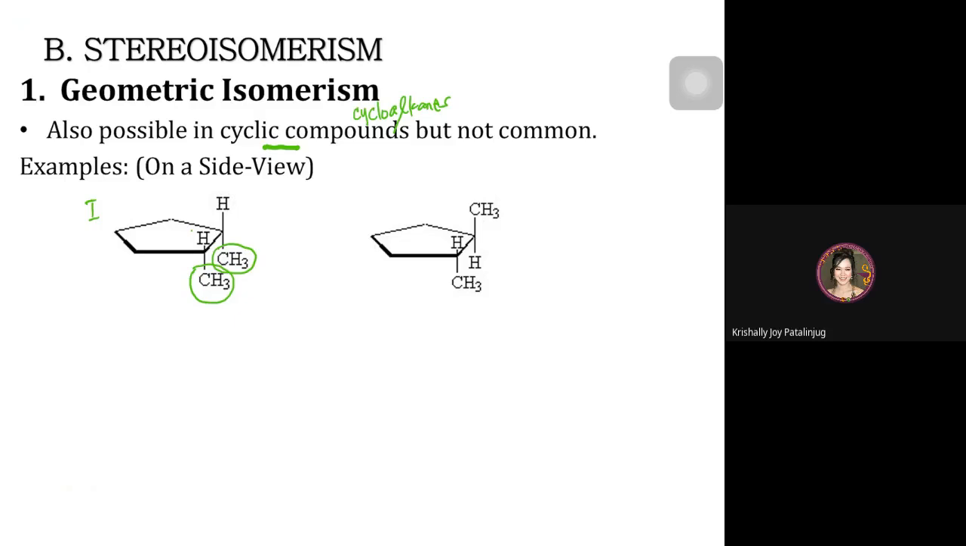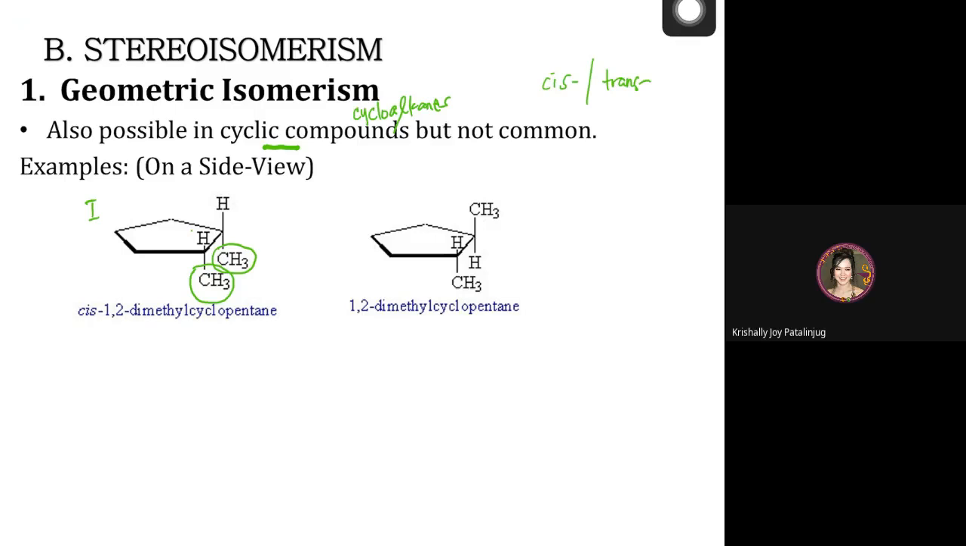So what specific type of geometric isomerism? This is a cis, no? Cis isomerism. Kaya yung name niya, cis 1,2-dimethylcyclopentane. Okay? By the way, when the geometric isomerism occurs among cyclic compounds, the only specific type of geometric isomerism that occurs with them is a cis trans. Okay, cis trans. Cis trans lang.